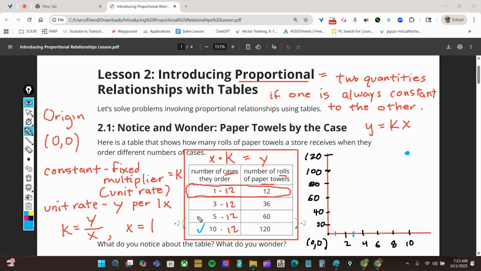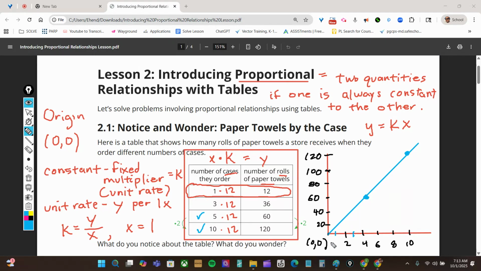Okay, the next one might be the 5 and the 60 because I got a 60 here. I don't have a 5, but I can guess it's going to be about here between the 4 and the 6. Okay, and then I can connect these lines. It's not perfect, but we're getting the idea. Okay, so it's going to be something like this.